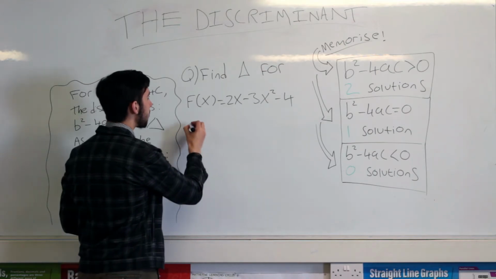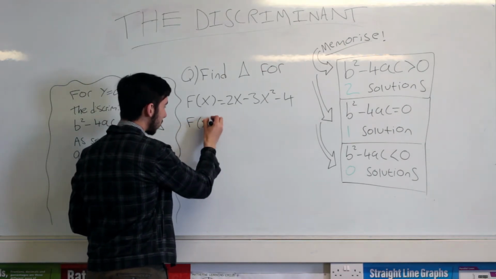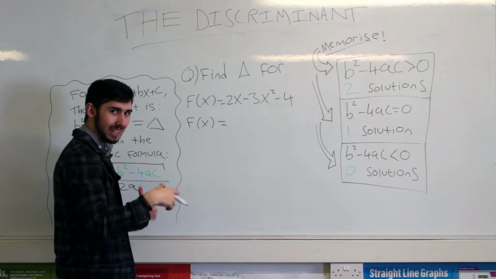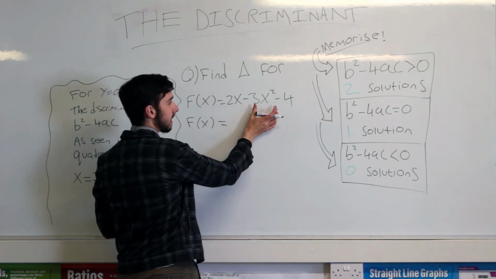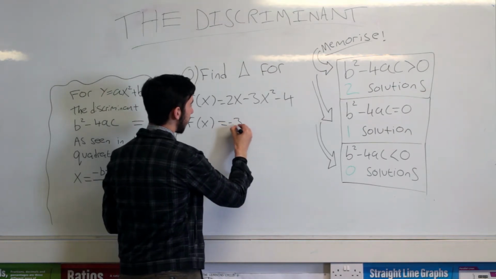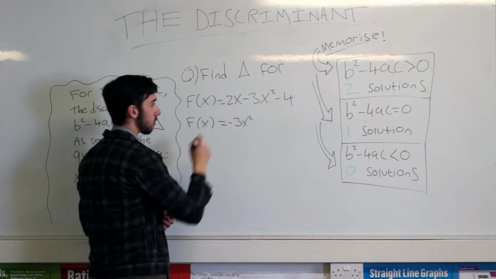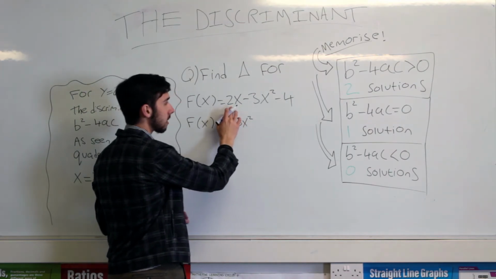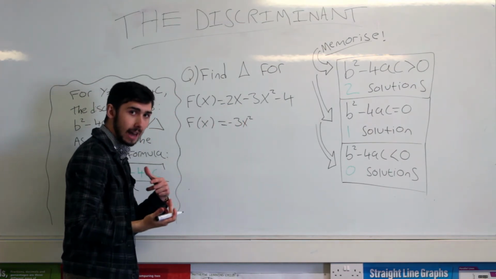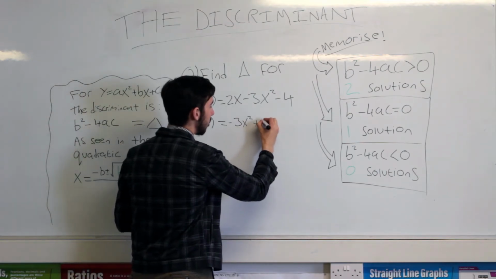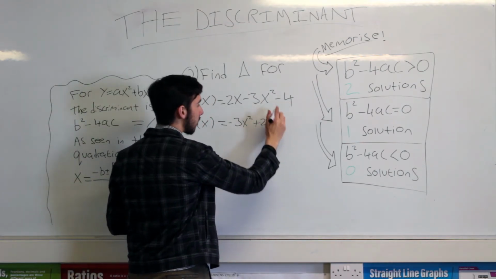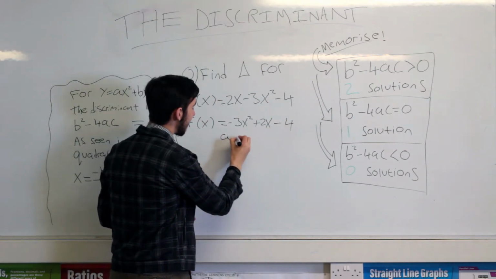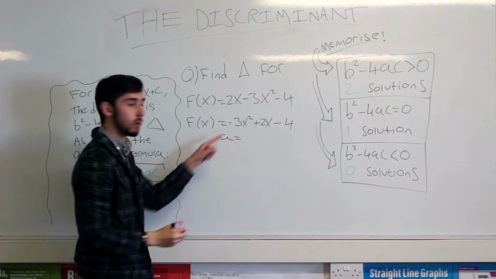So I'm going to rewrite f of x in the correct order, where the a, or the x squared term, is at the front. So this is the x squared term. I'm going to put it at the front. So it's minus 3x squared. Remember, the minus is going to have to come with it. Minus 3x squared. 2x is a positive 2x. That's the bx term. So we're going to add 2x. And the c is where it should be. It's at the end. Minus 4. That's the c, okay? Which means that a is minus 3.